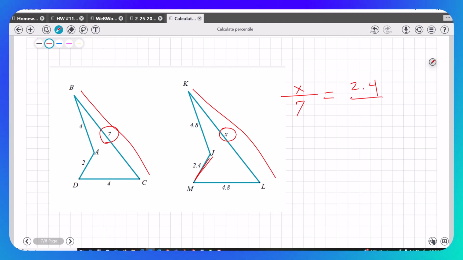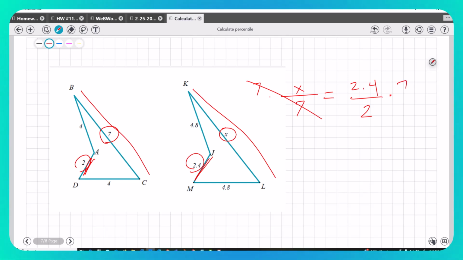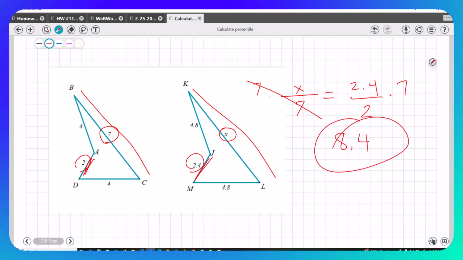And what am I going to divide it by? Well, that same side over here, 2. How do I solve this? I'm going to multiply by 7. Definitely need my calculator for that. So 2.4 divided by 2 and then times 7 and I get 8.4.